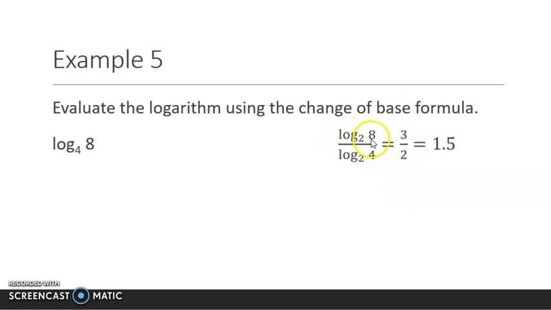So log base 2 of 8 is 3, and log base 2 of 4 is 2, because 2 to the third power is 8, 2 to the second power is 4. And then 3 over 2 is just 1.5. Now, it's not always going to be this way. They won't always be powers of the same number. So what you can do is just use the common logarithm and type it into a calculator.